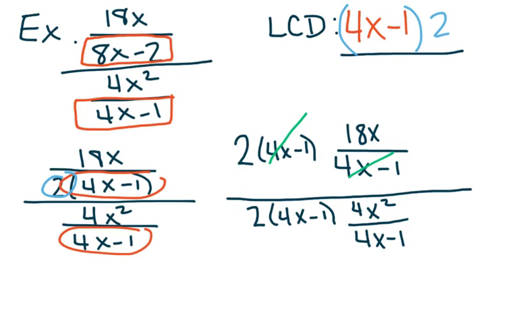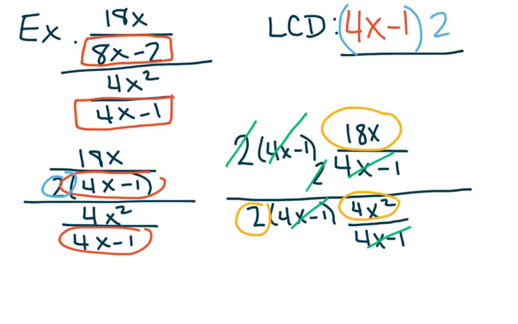Oh, and I forgot to include my 2, very important. And then also that 2 can cancel out. And then on the bottom, 4x minus 1 and 4x minus 1 can cancel out. So I'm gonna highlight for you what is still left. So on the very top is still 18x. And on the bottom, we have a 2 and a 4x minus 2.